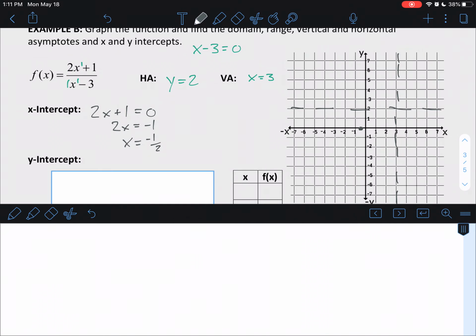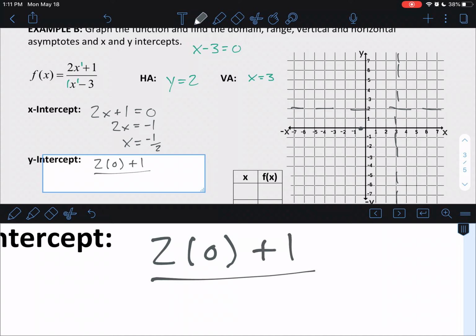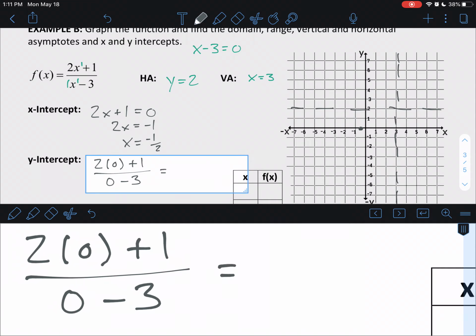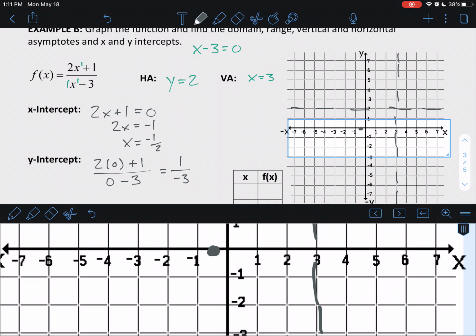And then my y-intercept is where it's going to be when x equals 0. So that means I have 2 times 0 plus 1 over 0 minus 3. Well, 2 times 0 is 0, plus 1 is 1. And then 0 minus 3 is negative 3. So my y-intercept is negative 1/3. So that's right there. There we go.